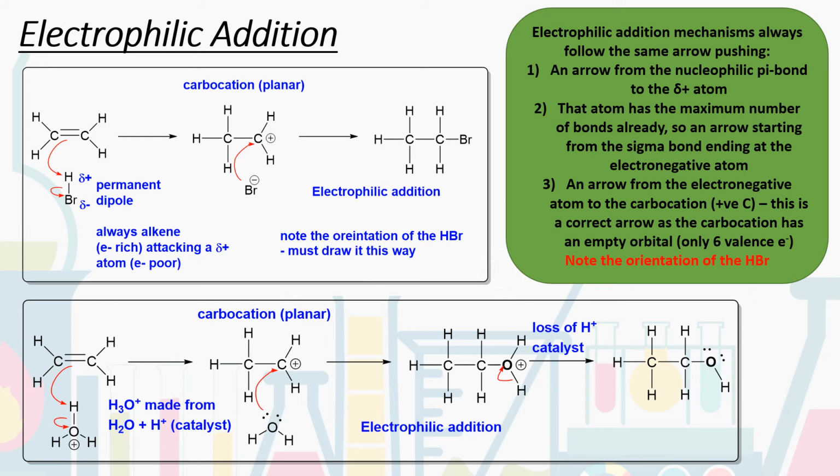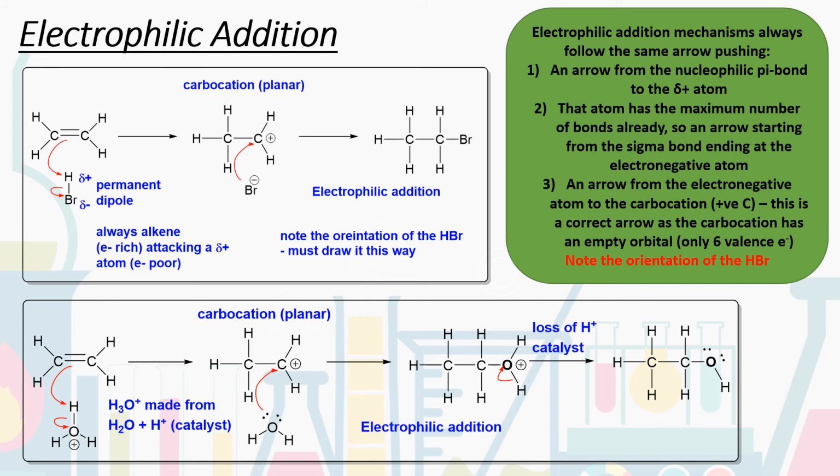Then hydrogen can only have one bond, so we have to kick off the other bond it's attached to. So we have that arrow starting from the middle of the HBr bond, ending up on the electronegative atom, the bromine here that's happy to accept. And so it ends up getting kicked off as Br-. It's always an alkene that is electron rich, attacking some kind of delta positive atom which is electron deficient, electron poor.